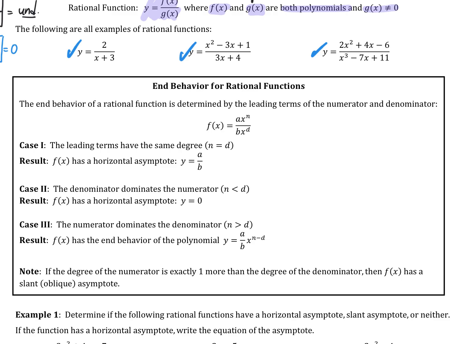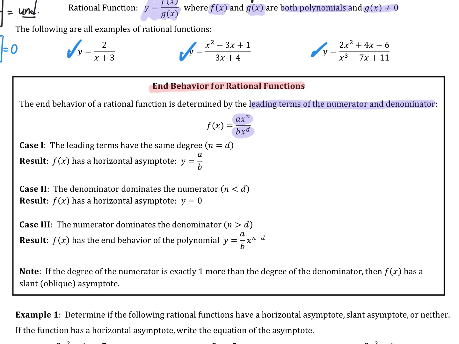End behavior of rational functions. So let's look at the end behaviors of rational functions. The end behavior of a rational function is actually determined by the leading terms of the numerator and the denominator. Okay, keyword: leading terms of the numerator and the denominator.